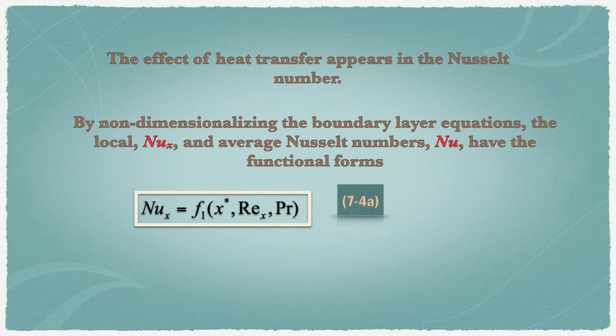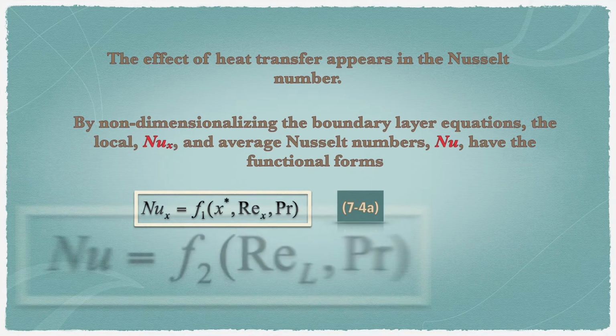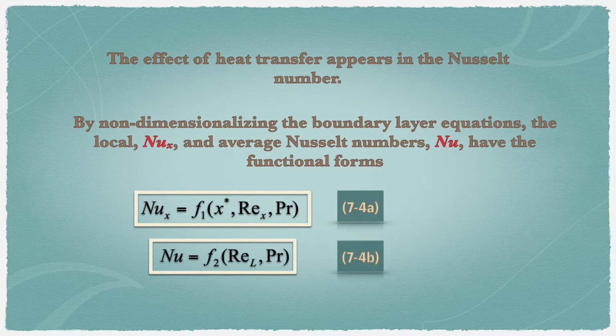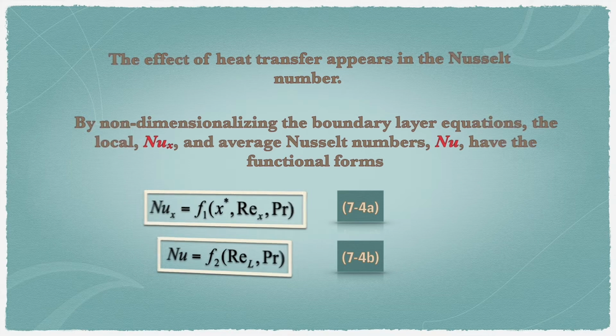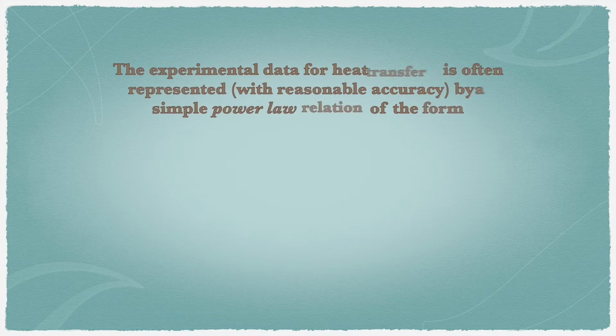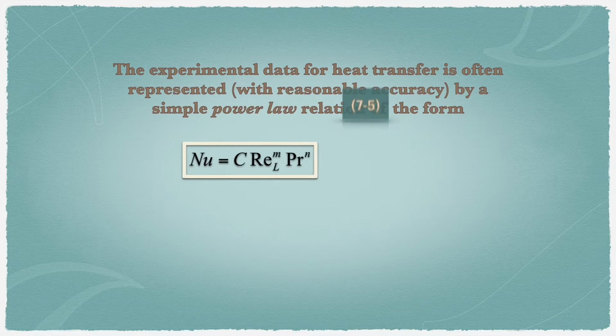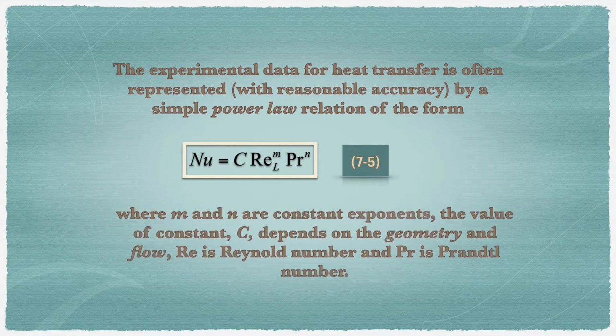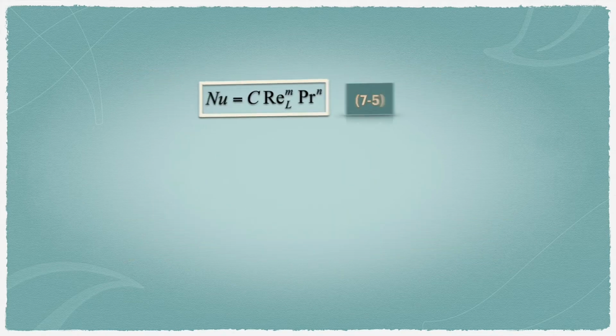The experimental data for heat transfer is often represented conveniently with reasonable accuracy by a simple power law relation of the given form. m and n are constant exponents, and the value of the constant C depends on geometry and flow.